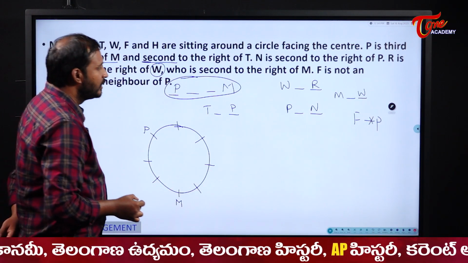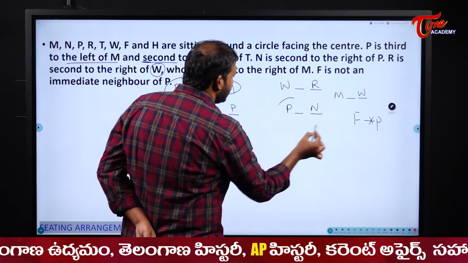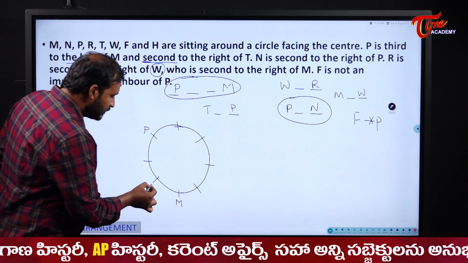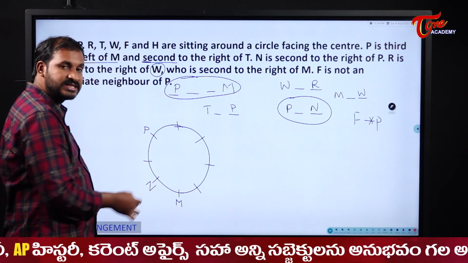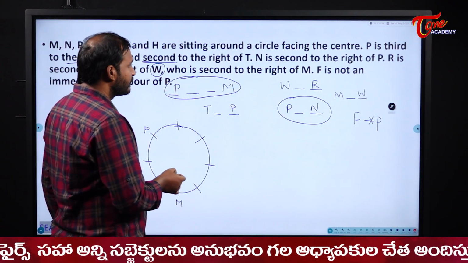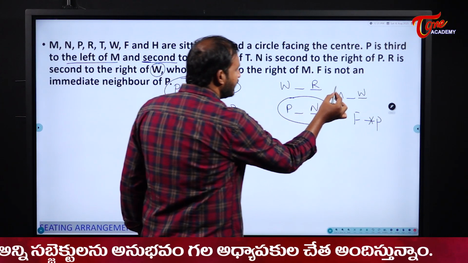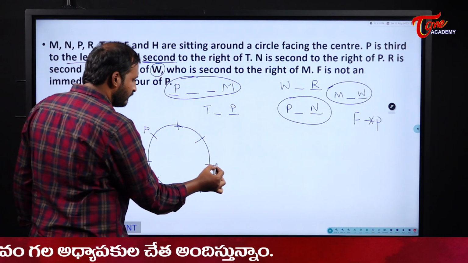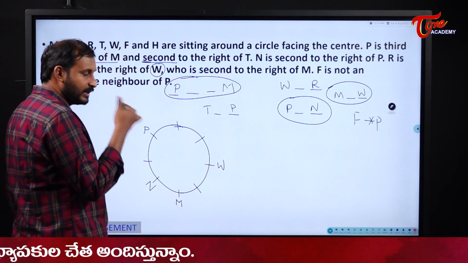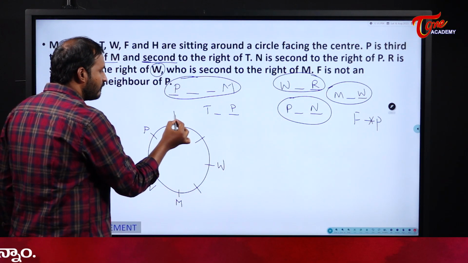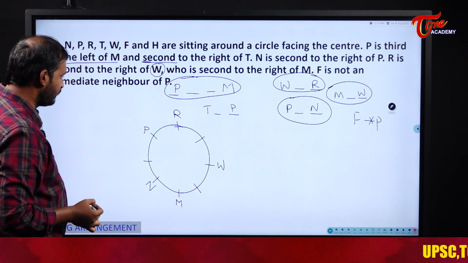Okay, good. To the second right of P I should have who? N. P's second right means it will come here. So N will go here. Why? Because all are facing center. That one is also finished. Next, for M second right is who? W. So 1, 2 I will have W here. Okay. For W second right is who? R. 1, 2 I will have R here. That logic is also finished.